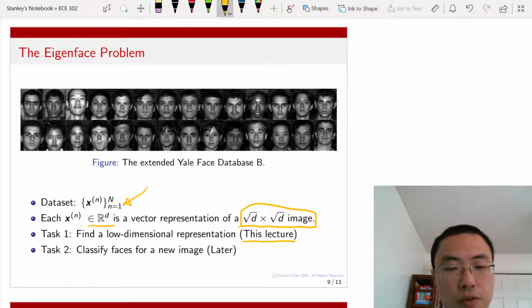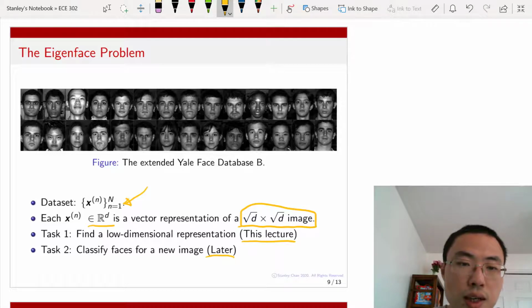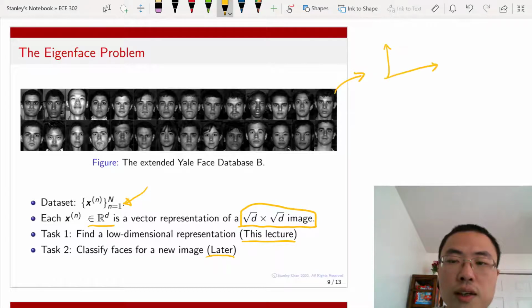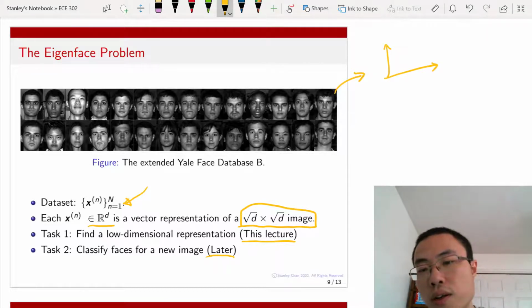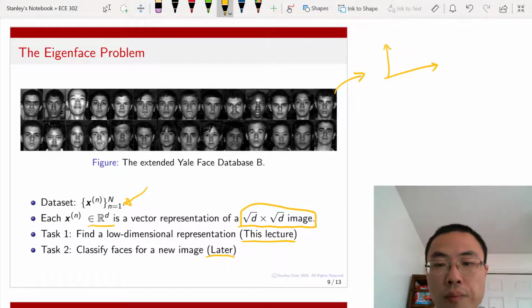We usually have two tasks. The first task is to find a low-dimensional representation, which is about this lecture, and then we can do classification of a new image in the later lecture. So PCA is really applied here. I can compute the principal components, and then for every image, let's say this image, I can say that it has these two major components. Instead of looking at 1,000 pixels, I may just need maybe 20 coefficients to represent the same image, and from that you can compress the signal to a low-dimensional space.